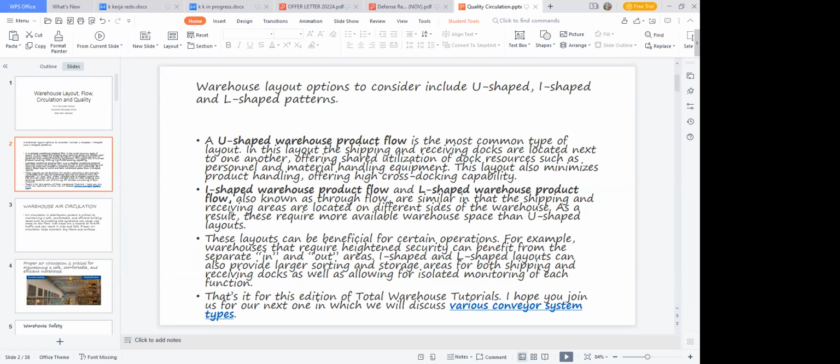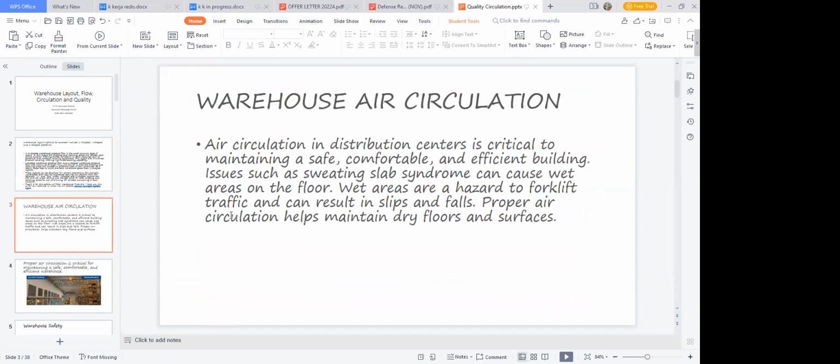All right, those are two very simple designs of the warehouse layout. Now we move to warehouse air circulation. It is important to have good air circulation because it affects the people, the space management, the safety, and also the quality.